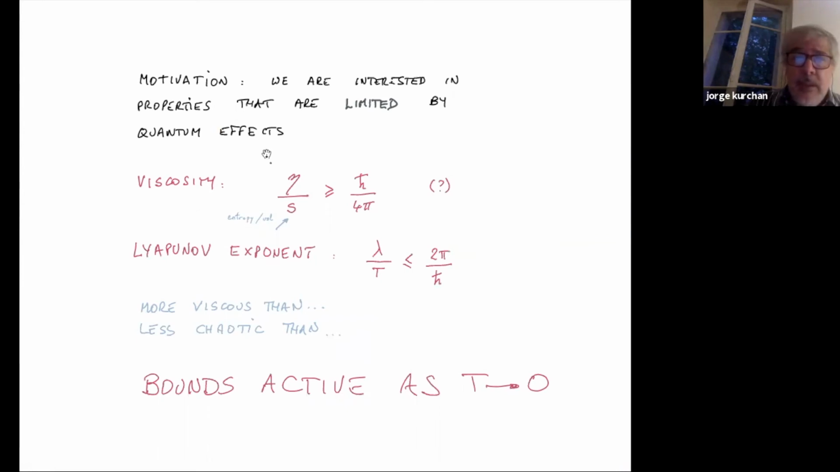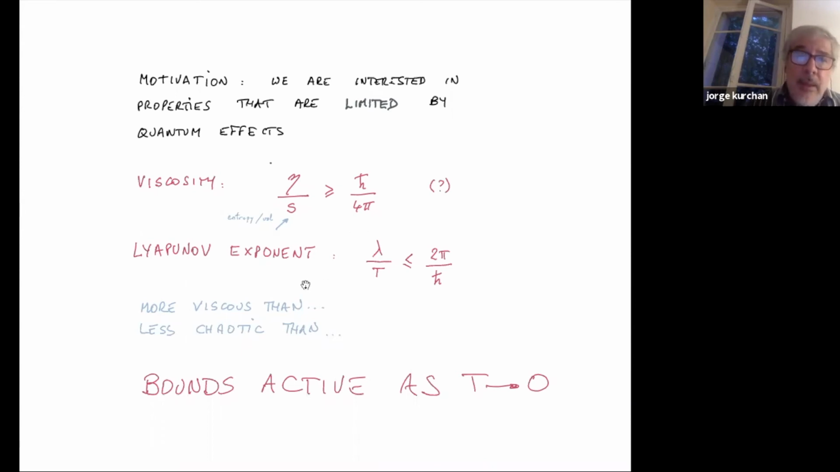There has been the idea that if you divide viscosity by entropy per unit volume of your system, this is bounded by h bar over 4 pi. So this means that your system has to be more viscous than something if it's quantum.